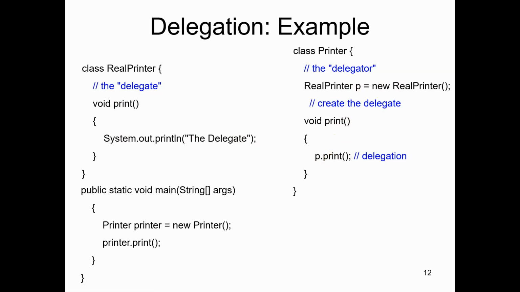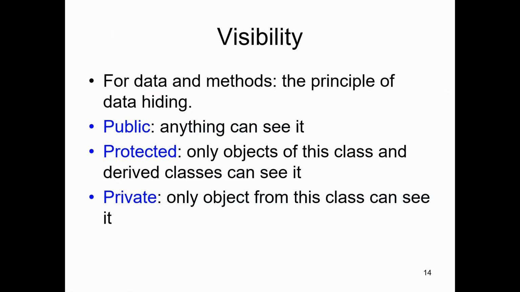We'll see that this is very flexible: when you declare an instance variable pointing to the delegate, you can just use it. As long as this print method is declared as public, then you can use it. If this print method is private, you cannot use it this way. So that takes us to our next topic, which is visibility. We'll talk about visibility later.